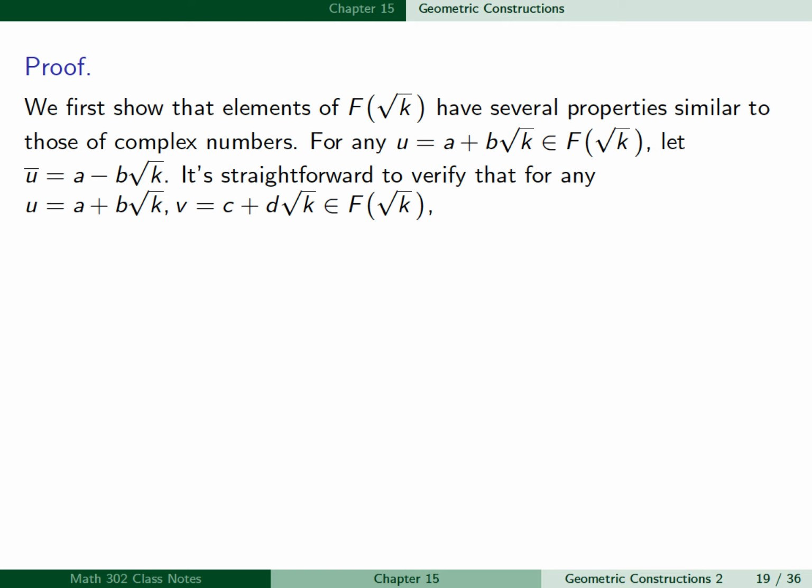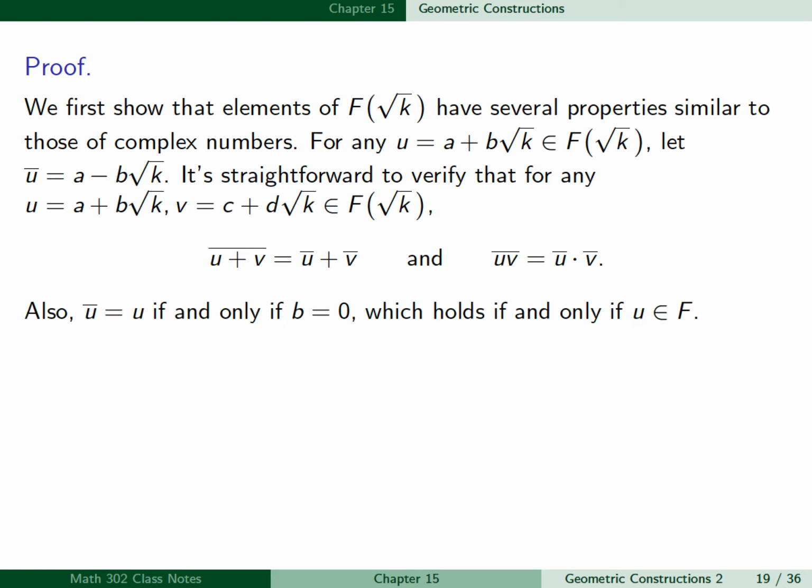Now it's straightforward to verify that for any elements u equal a plus b square root of k and v equal c plus d square root of k in F square root of k, then the conjugate of u plus v will be equal to u bar plus v bar, and the conjugate of uv will be equal to u bar times v bar. Also, u bar is equal to u if and only if b is equal to 0, which holds if and only if u belongs to the field F. So we can use these properties to prove the lemma.